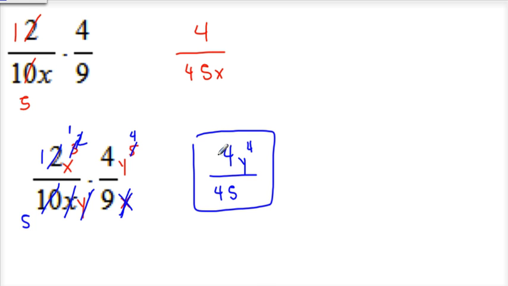Okay, so it doesn't matter how many variables you have, just simplify what you can. Small correction here, there's actually an x left, so this would be 4y to the 4th times x over 45.